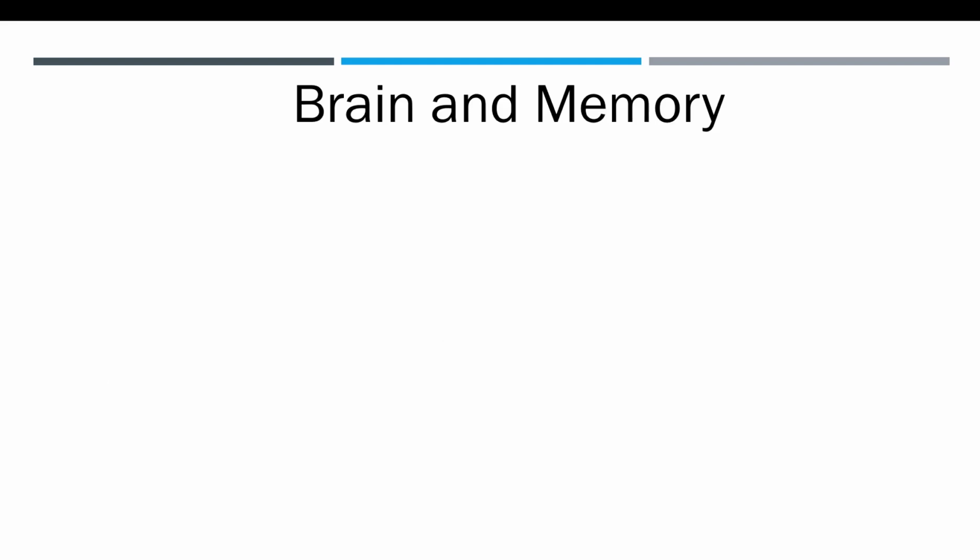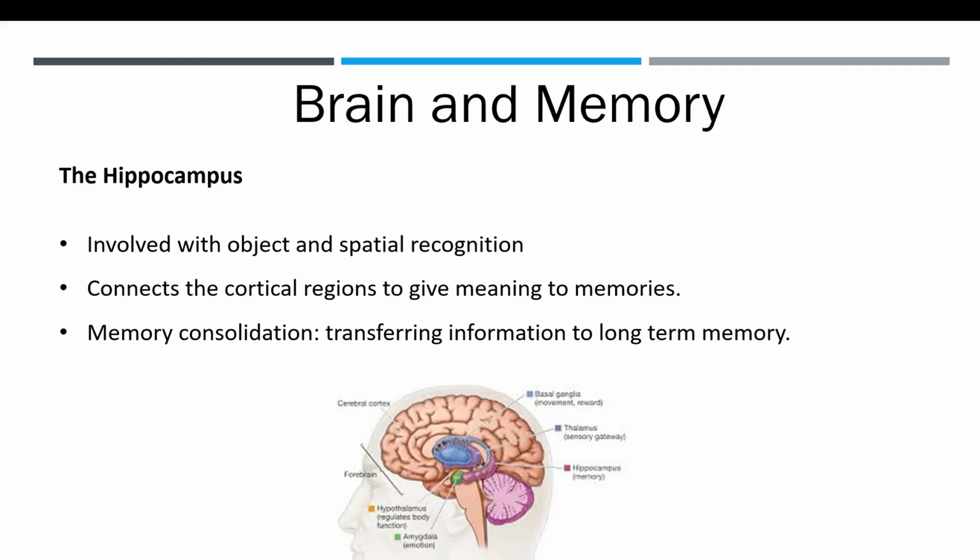And the next structure that we will discuss is the hippocampus, which is involved with object and spatial recognition. And the hippocampus connects the cortical regions of the brain, so our visual senses, to provide meaning to memories. And it also helps with memory consolidation by transferring information to long-term memory through the association of adding meaning to these memories in our long-term memory. And then the hippocampus is located right near the amygdala. And there's this long pink structure here that's located next to the amygdala, indicated in green.